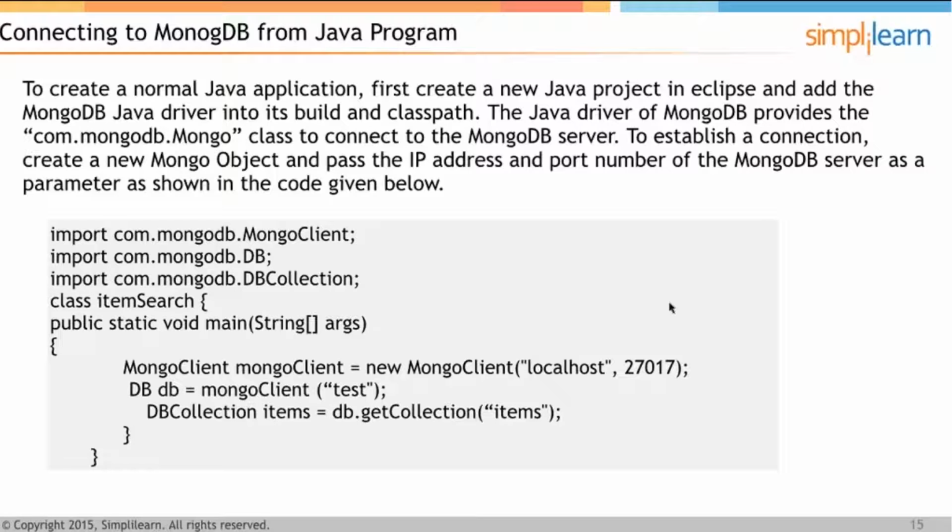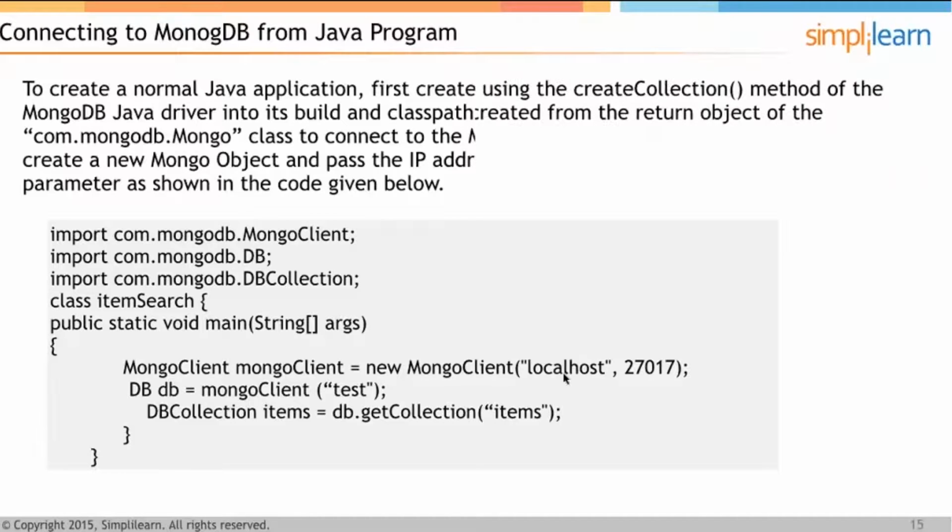So it will connect to the test database. What is happening is the first line is contacting the server, which is up on the localhost 27017. After that, it is connecting with the test database. After that, it's just getting the details of the items collection in that particular database.